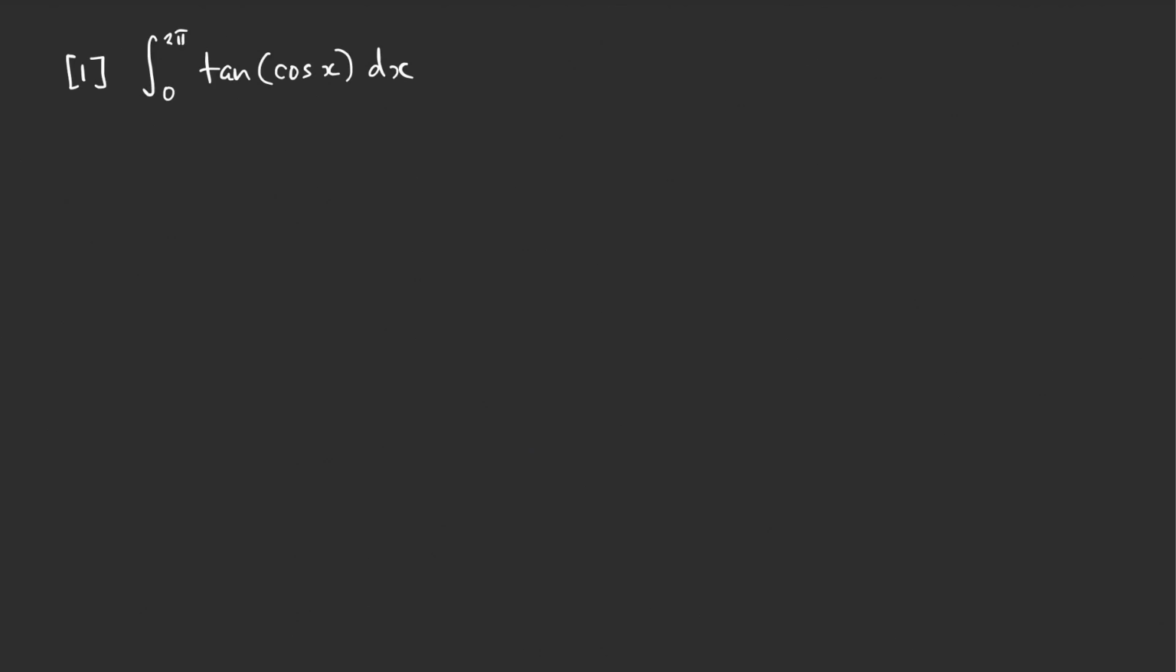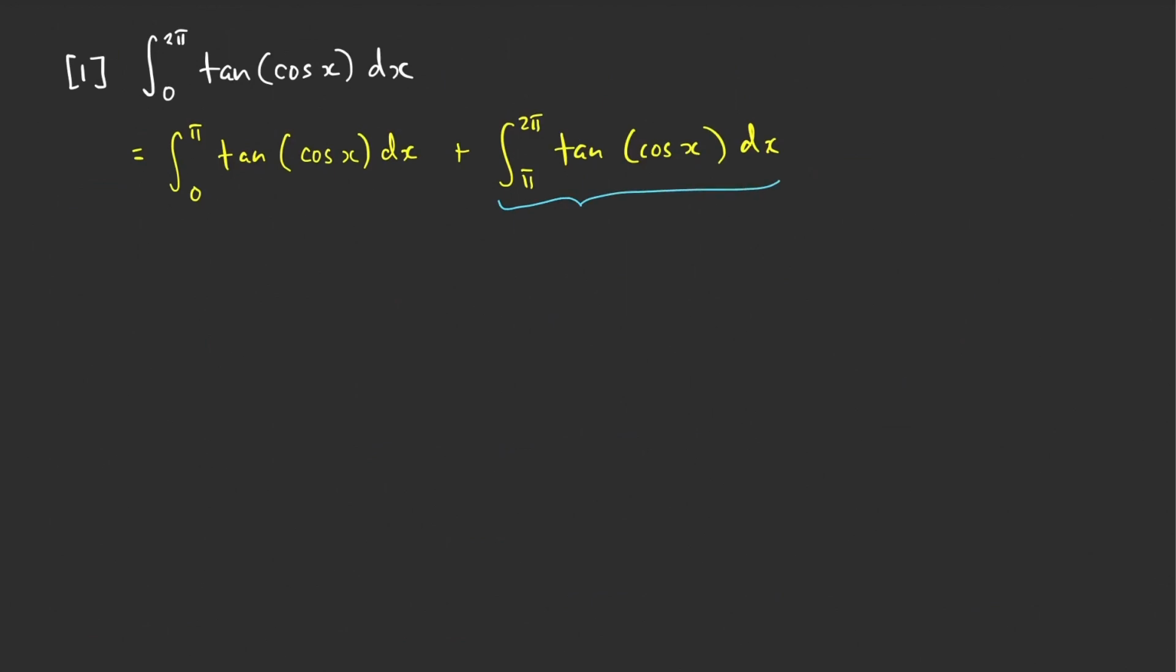But let us show that this integral is indeed equal to 0. First, let's divide it into two integrals. So the integral from 0 to pi of tangent of cosine x dx, plus the integral from pi to 2 pi of tangent of cosine x dx. Now, I'm going to work on this second integral. Okay, so let's make a substitution here.